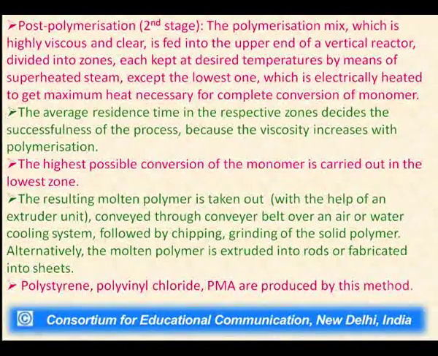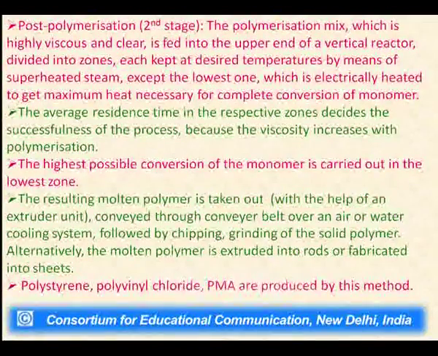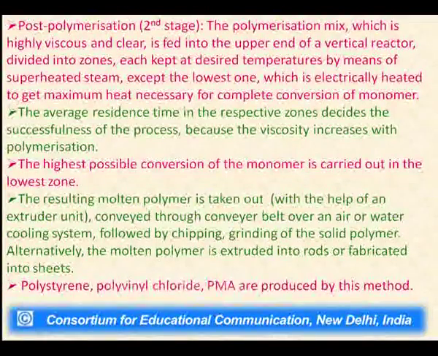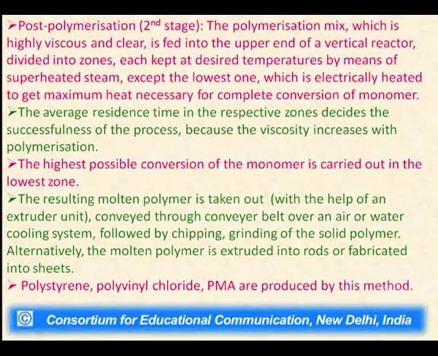The resulting molten polymer is taken out with the help of an extruder unit, conveyed through a conveyor belt over an air or water cooling system, followed by chipping and grinding of the solid polymer. Alternatively, the molten polymer is extruded into rods or fabricated into sheets. By this technique, polystyrene, polyvinyl chloride and PMA are produced.